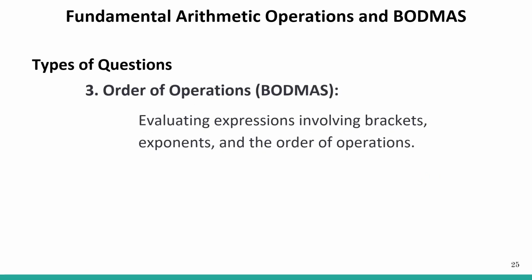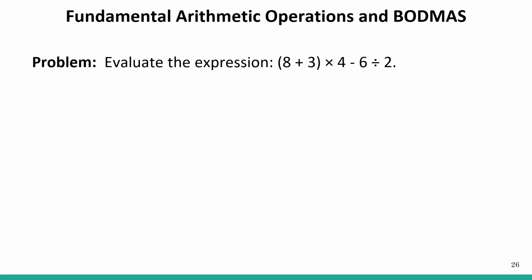The third kind of question is order of operations, evaluating expressions involving brackets, exponents, and the order of operations. Evaluate the expression (8 plus 3) into 4 minus 6 by 2. So BODMAS, right? Bracket first. So 8 plus 3, that is 11. Then 4 minus 6 divided by 2. Then we search for exponents, there are none. And then we search for division, and there is one, so we evaluate it first.